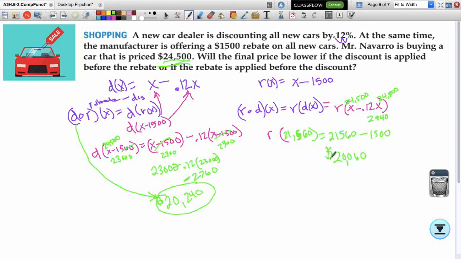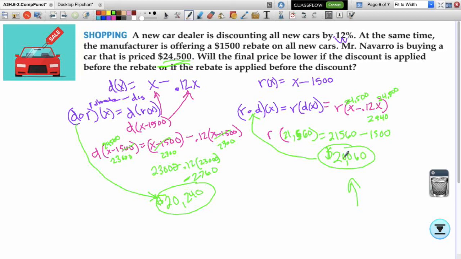And that's how much the car would cost if we do our discount first, our percent off first, and our rebate second. So if we look, clearly they're not the same. Which one would Mr. Navarro want to do? Well, heck yeah, he wants to do this one. He wants to do the percent off and then the rebate. And $200 might not seem like a lot to you, but over the course of a loan, that $200 could be worth more, okay? That could be like a month off of payments at least.